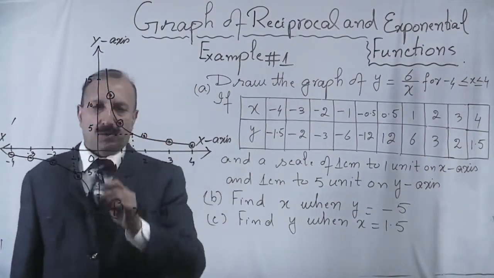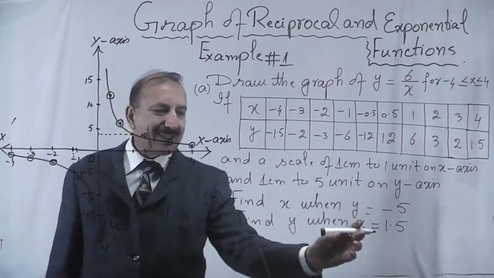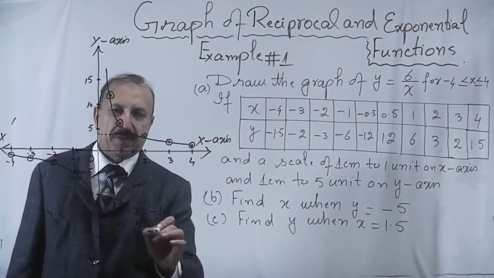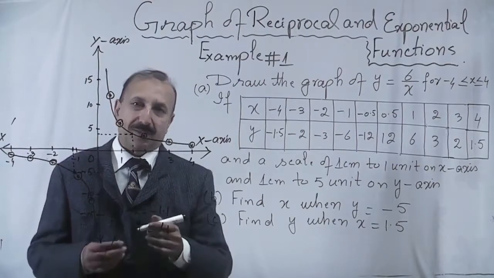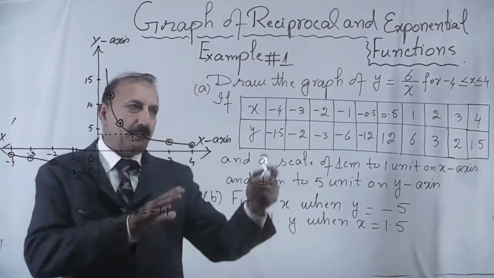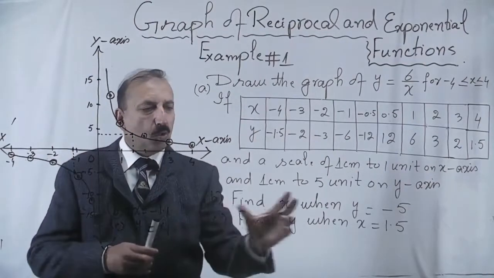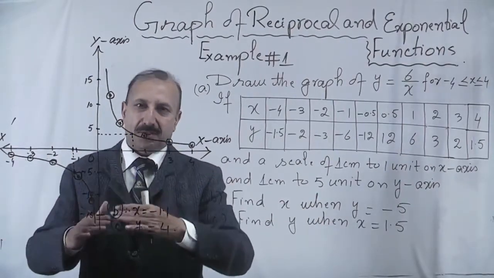Now here you can see for part number C, when x is equal to 1.5, the value of y we are getting is approximately 4. Now this is the way, my dear student, that when you draw the graph of a reciprocal function, once the curve is drawn, you answer the questions asked from the curve in this way.